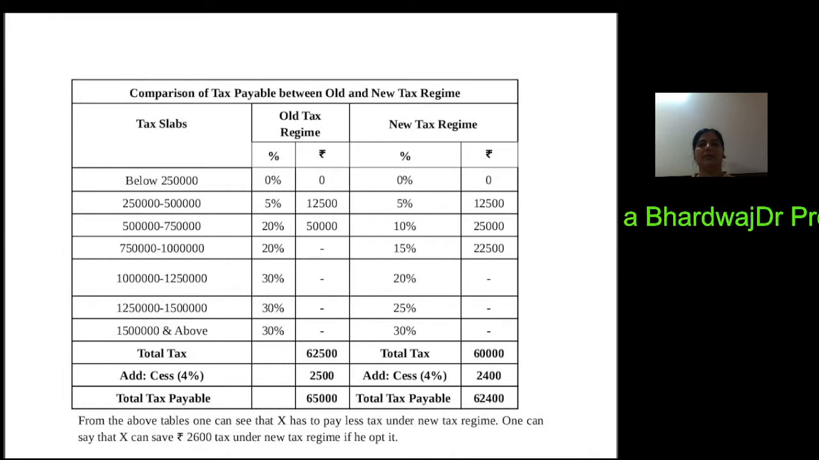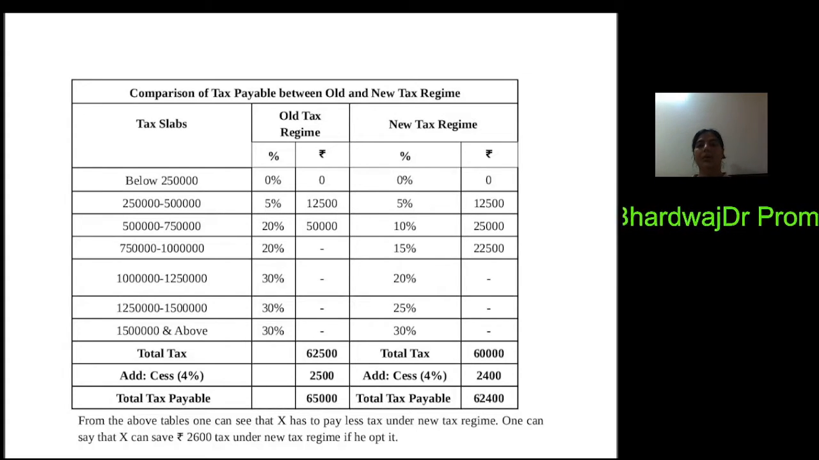These are the tax rates according to both the tax regimes. Under the old tax regime, when a person X has an income of 7,50,000, up to 2,50,000 he does not have to pay a single rupee. This is 0%. For 2,50,000 to 5 lakh, he has to pay 12,500. For 5 lakh to 7,50,000, he has to pay 50,000.